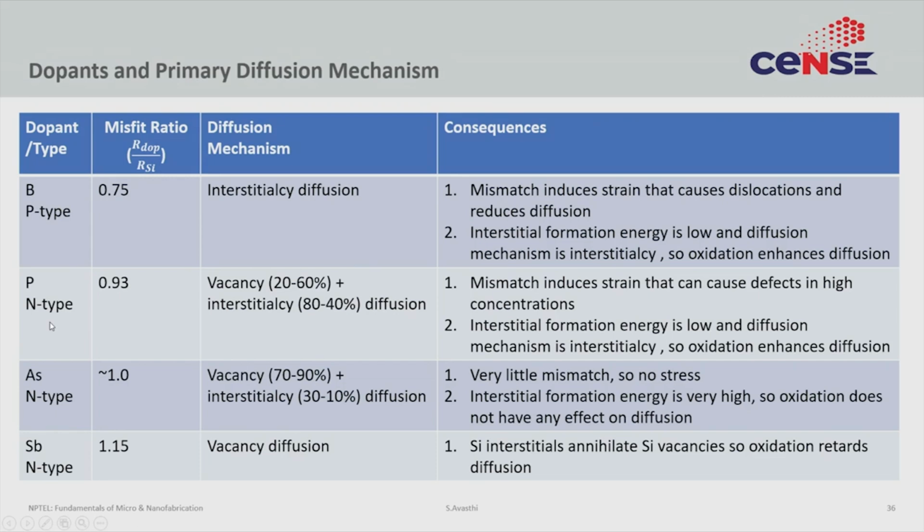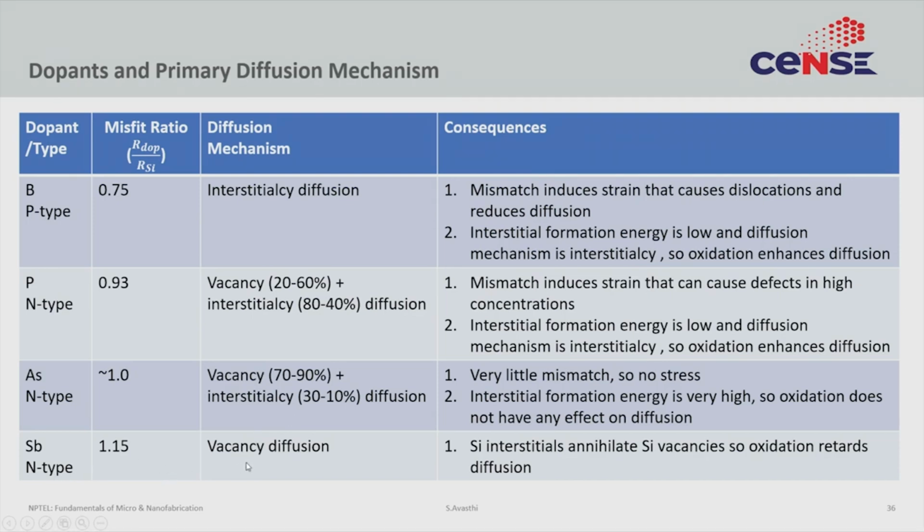Phosphorus tends to do both interstitial and substitutional. So around 20 to 60% is substitutional or vacancy dependent, and around 80 to 40% is interstitiality or interstitial dependent. So it is somewhere in the middle. The other extreme case is arsenic. In arsenic, the misfit ratio is 1, which basically makes it extremely ideal. It almost always does substitutional only.